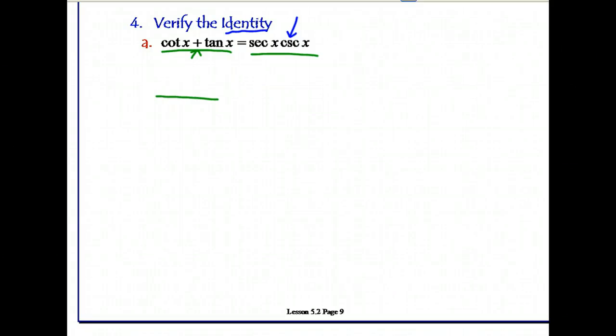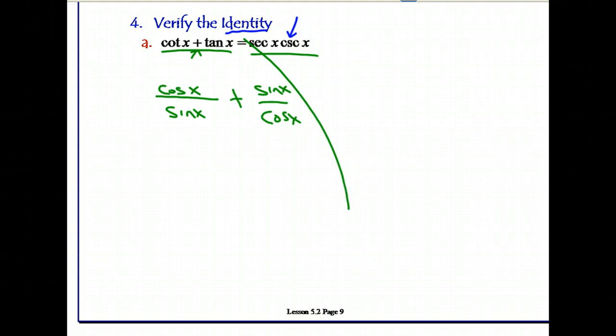So cotangent. What's the cotangent? That's the cosine over the sine. What's the tangent? It's the sine over the cosine. And again, I'm working exclusively on the left side. And I'll know I'm done with the left side when it looks like the right side. Okay, adding fractions. How do you add fractions? Get a common denominator. We've done that a couple times. Still good practice.